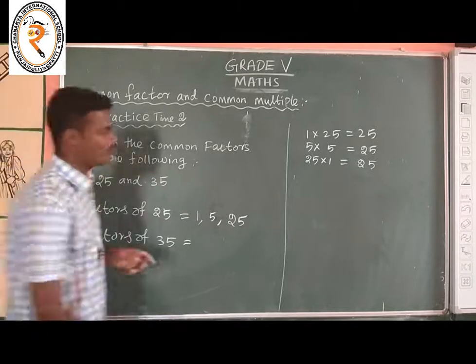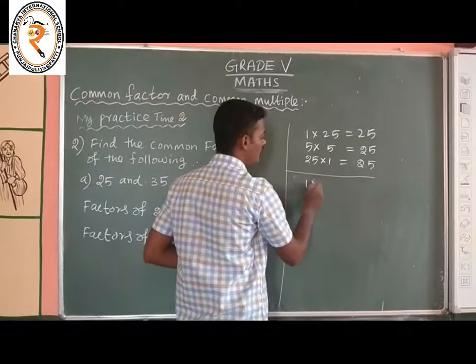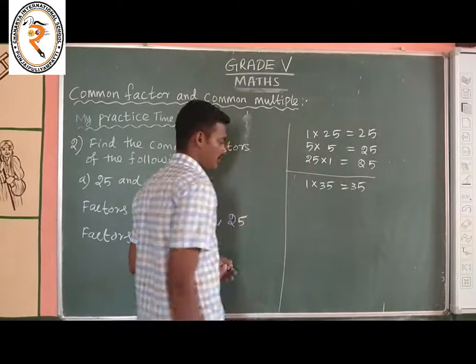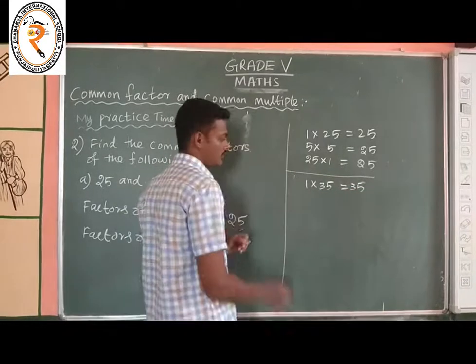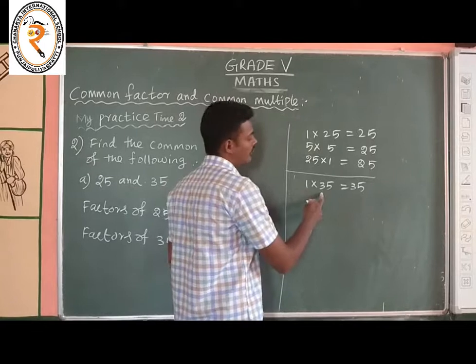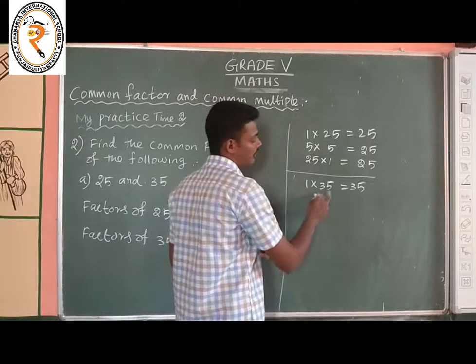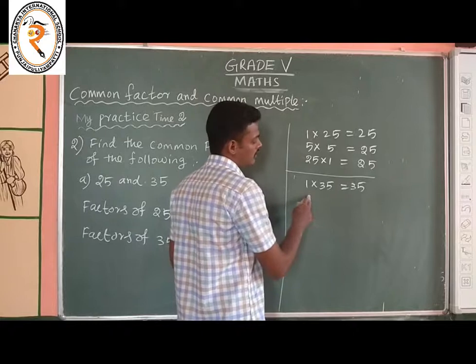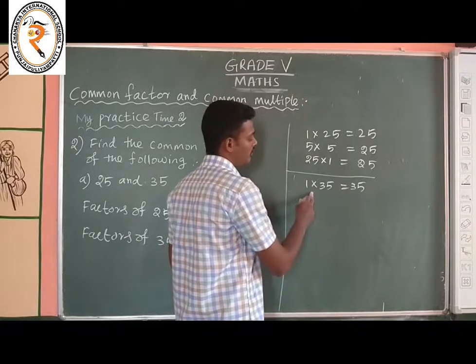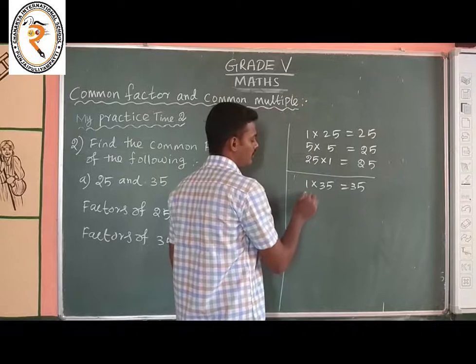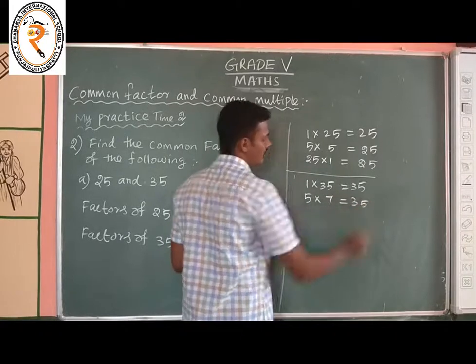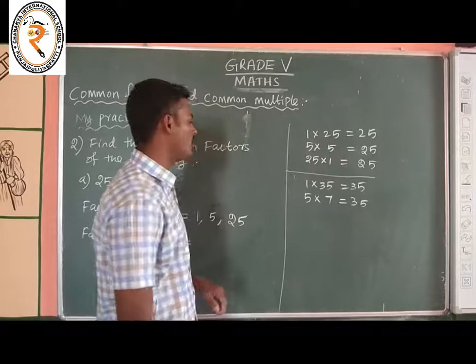Now 35, factors of 35. 1 35 is 35, so 35 comes in the first table. Not in the second table, not in the third table, not in the fourth table. Fifth table, 5 7s are 35.